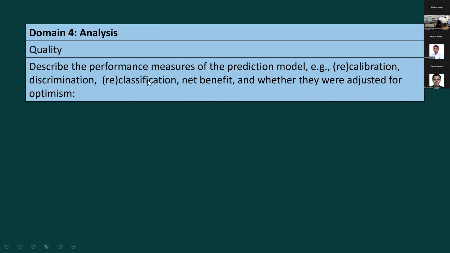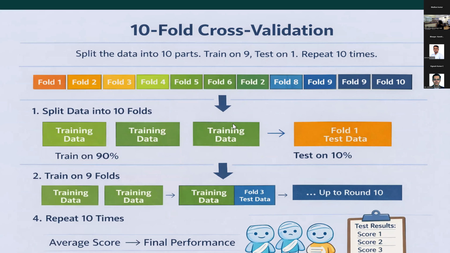So how are these performance measures calculated and identified? A few of these things are calibration, discrimination, classification, and net benefit. The two things which are described in the study are calibration and discrimination. So we'll go to that.